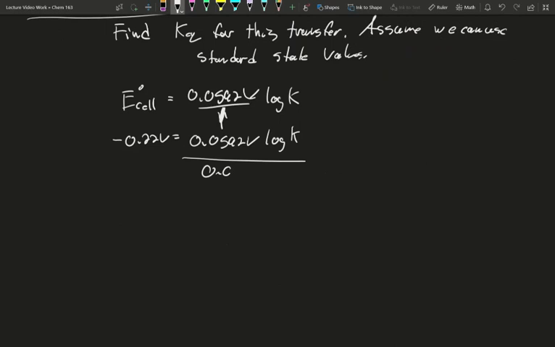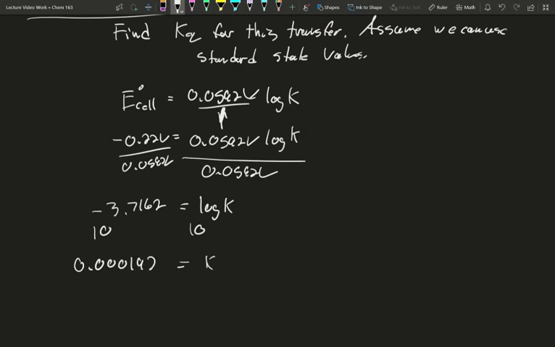We can divide our 0.0592 volts across. We'll find that the log of our equilibrium constant is equal to negative 3.7162. Take the 10 to both sides. We'll find that our K value is equal to 0.000192. So not particularly favorable. About 2/10,000ths as much potassium as sodium. However, 2 in every 10,000 or so will transfer.